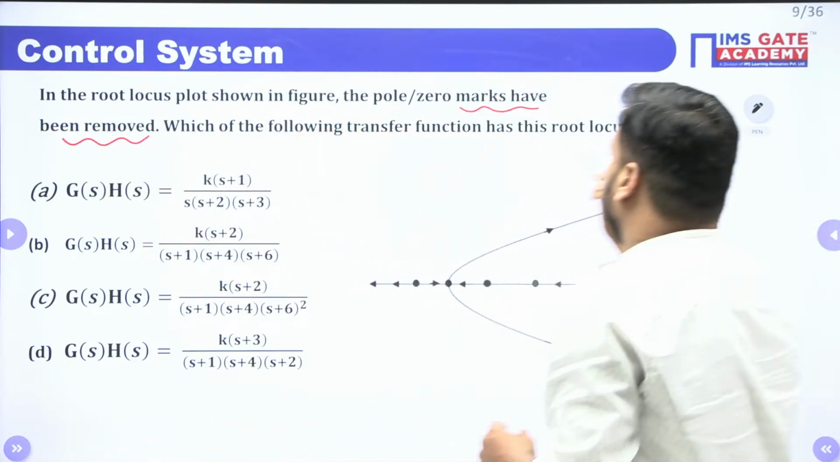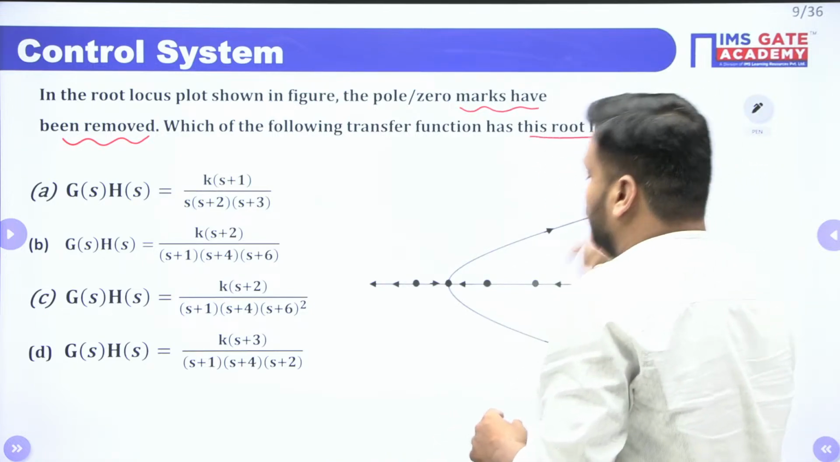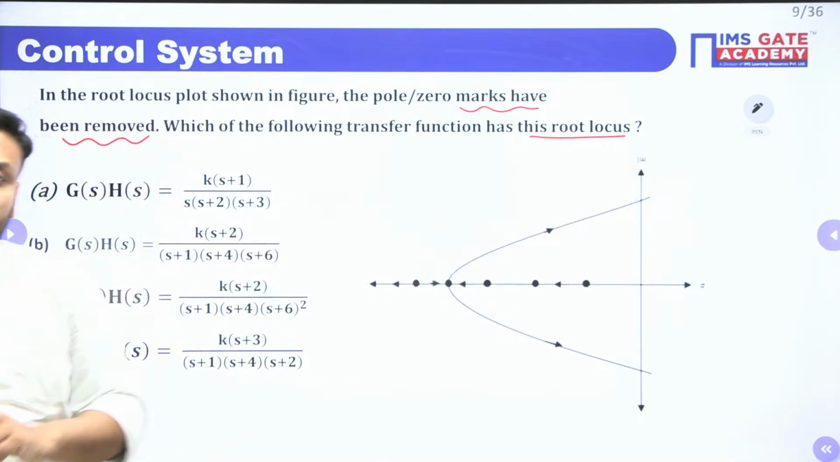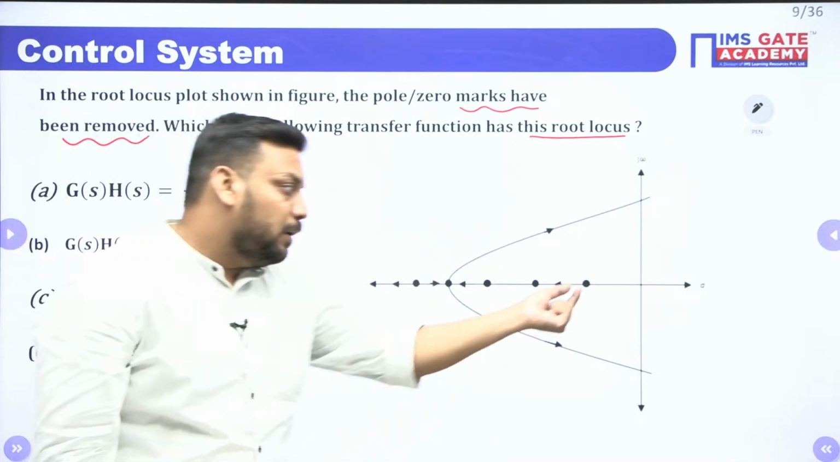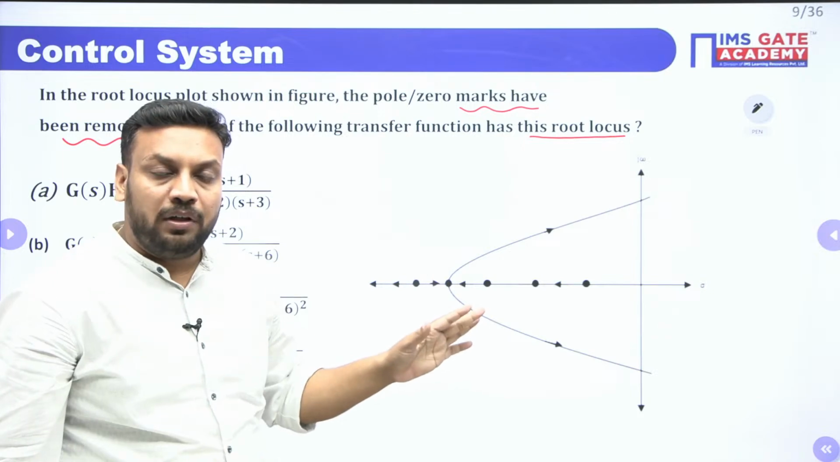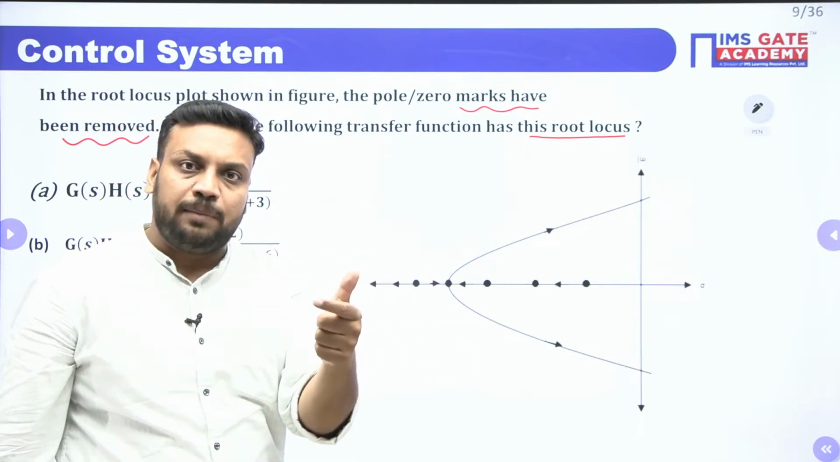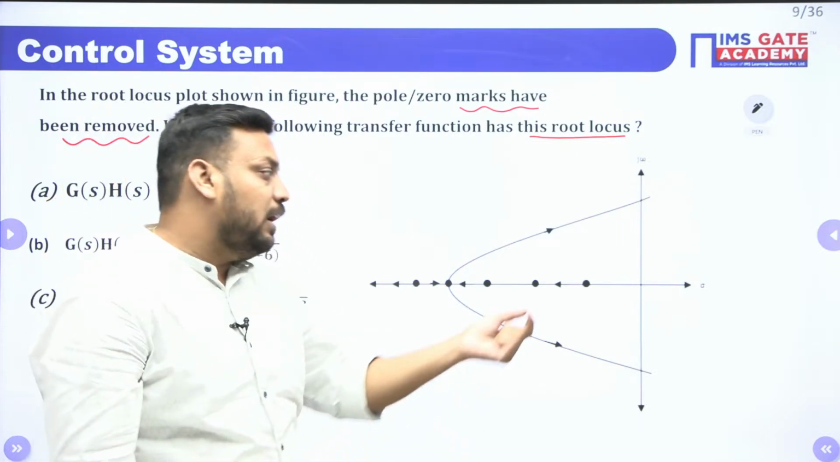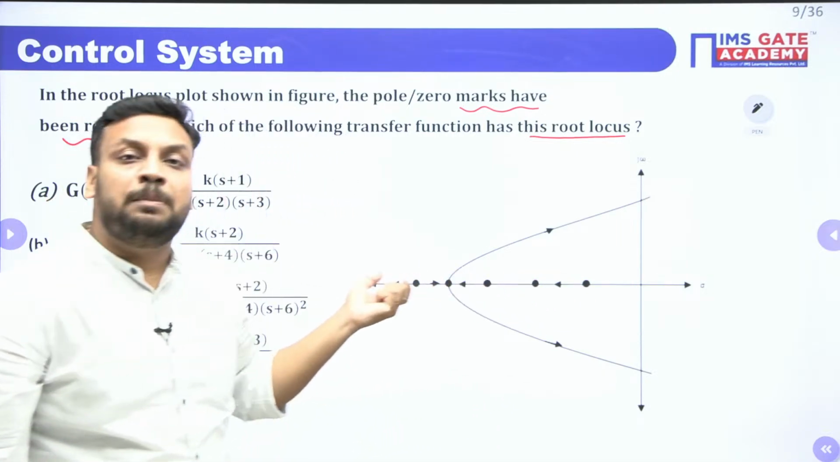Which of the following transfer functions has this root locus? The root locus curve is already given, but the symbols of poles and zeros have been removed. Now you have to apply your concept to identify the poles and zeros.